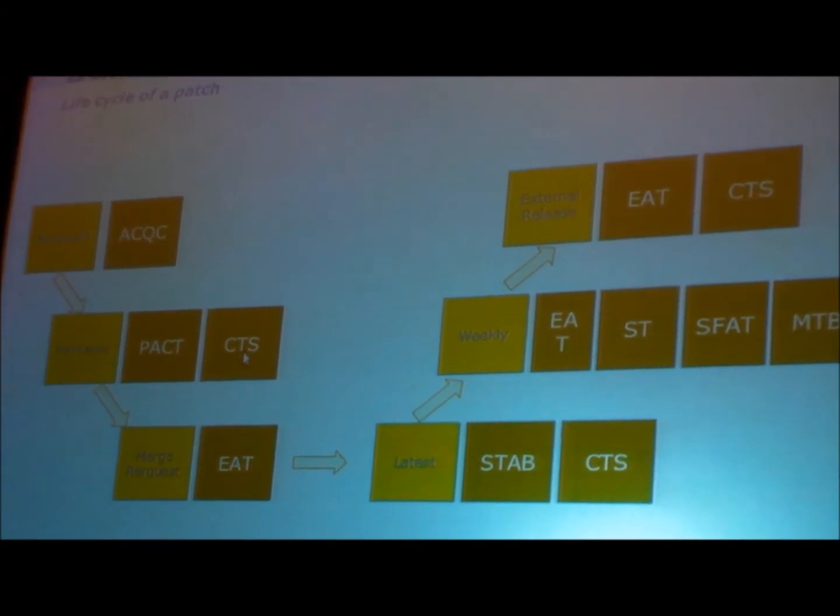So here is the build sequence, the life cycle of a patch. When the developer is sending it, we have auto build, and then the automatic code quality check. This is done very quickly, and once the developer is happy with this code quality check, he will send that to the maintainer, who will do a maintainer build, and then you have the pre-acceptance checks and tests, and also part of the CTS.